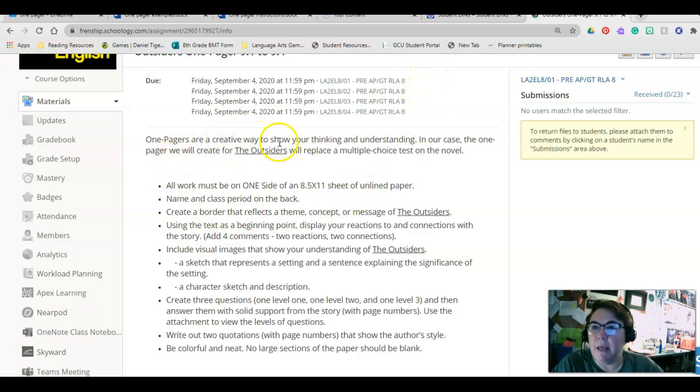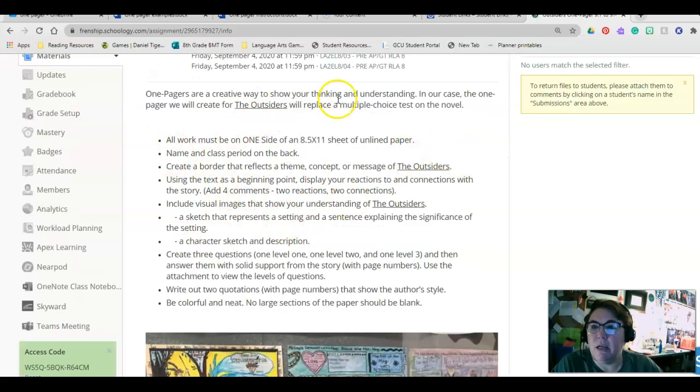So for our one-pager, this is a creative way to show your thinking and understanding, and because we were taking 3 multiple choice tests this week, it is taking the place of the multiple choice test on the Outsiders that I originally had planned. So you can kind of use this as a checklist of, did I do all the stuff that Mrs. Wood wants me to do?